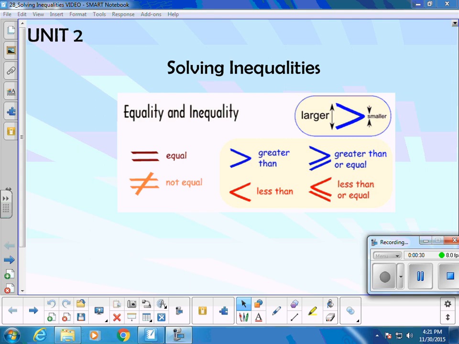Just a quick review. If you look up here, just a reminder that when you're looking at that inequality symbol, that larger side is the greater than side, the smaller side is the less than side. We also have equal signs for equations and not equal signs that we also will be using in math.